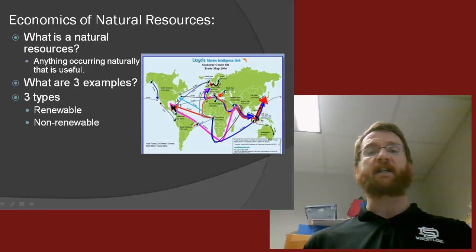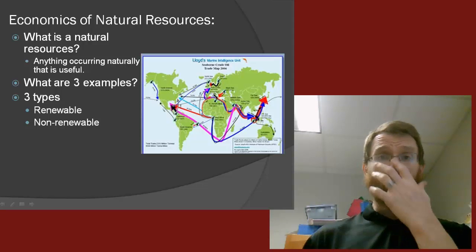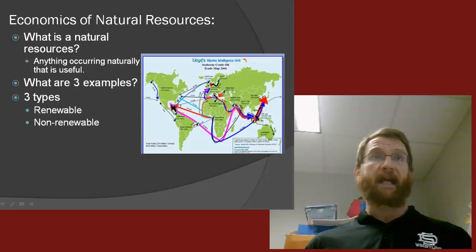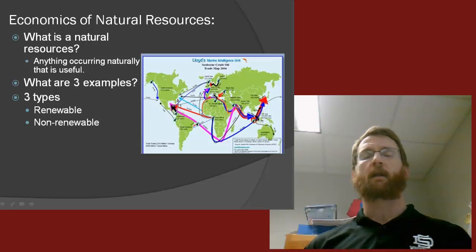The second type is a non-renewable resource. Non-renewable resources are those resources that once you use them, they are gone. And once they're gone, you're never going to get them back, like I said, within a reasonable amount of time.